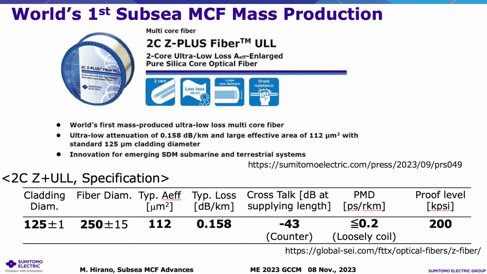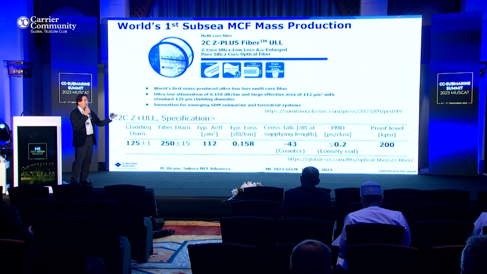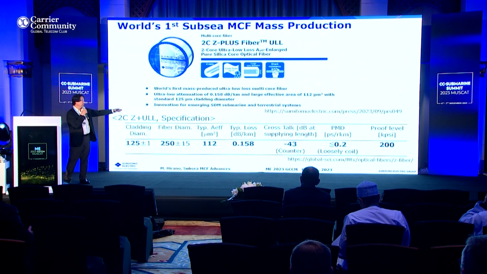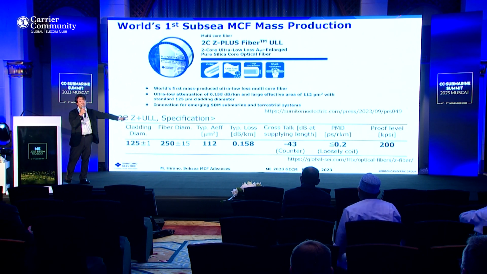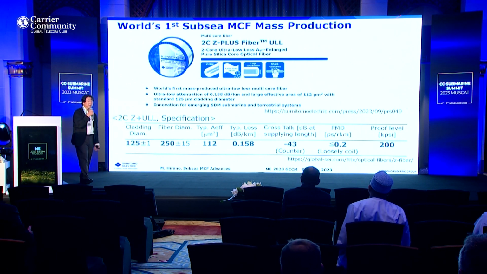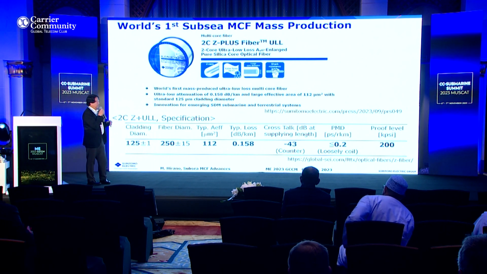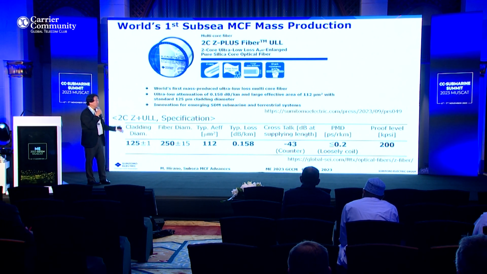Effective area is the same as today's 110 square micron fiber. Typical attenuation, 0.158 dB per kilometer. Still a little bit higher compared to the single-core fiber, but very low, I believe. Crosstalk, minus 44.3, measured at the supplying bobbin. So it is bent. If it is straight in a subsea cable, it becomes lower, about minus 10 to minus 20 dB. So it is enough, I can say, to ignore the crosstalk penalty.